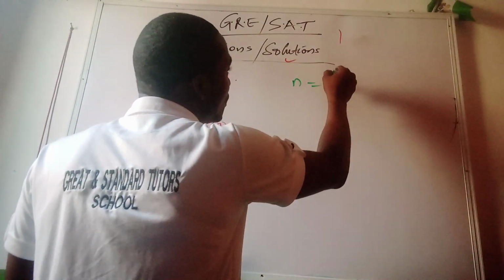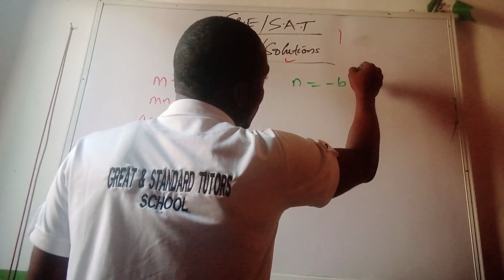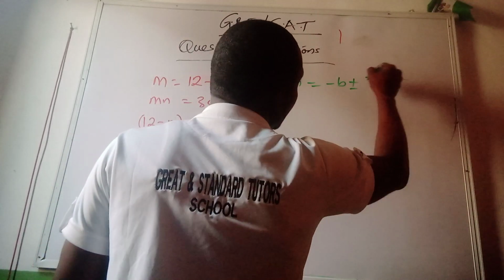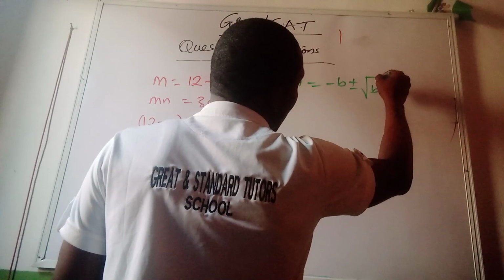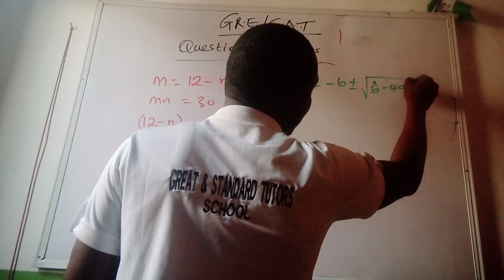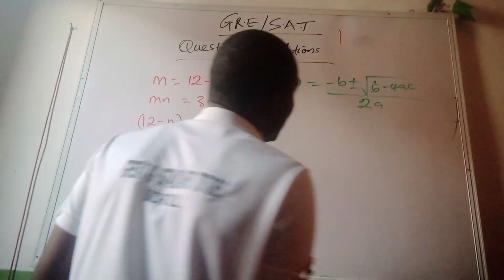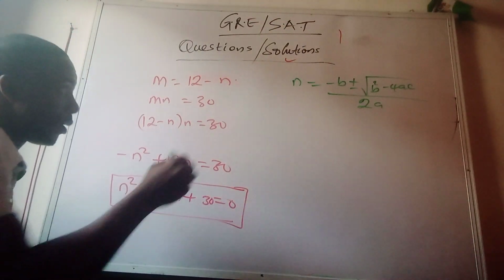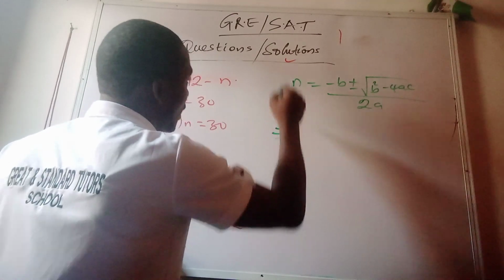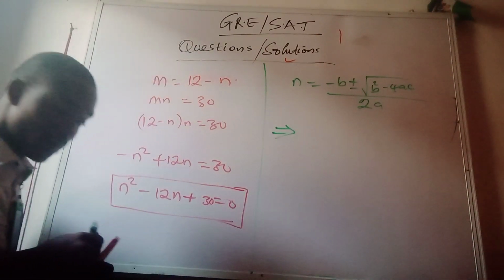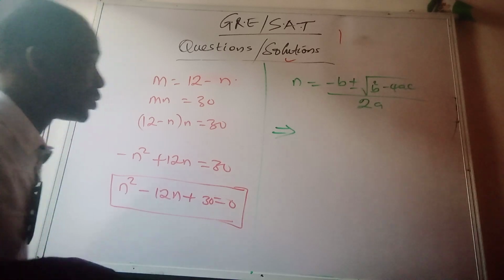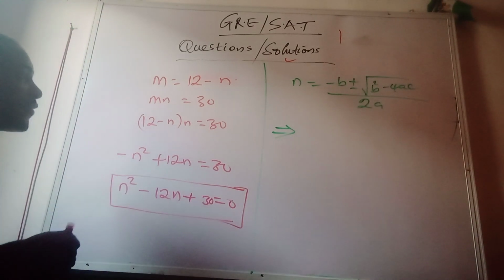n will be equal to minus b plus or minus square root of b squared minus 4ac over 2a. Here we know how to apply the formula.